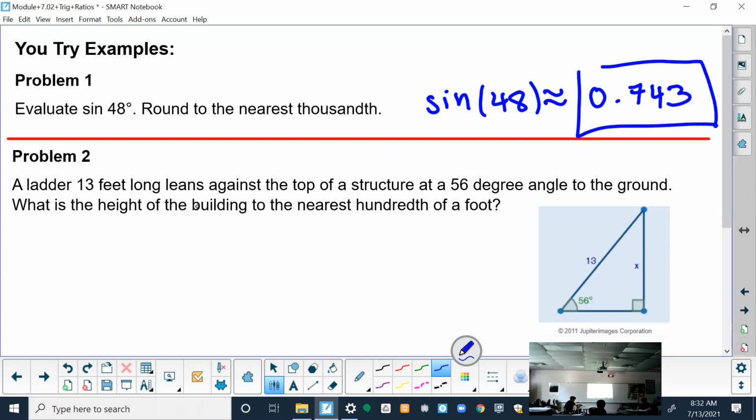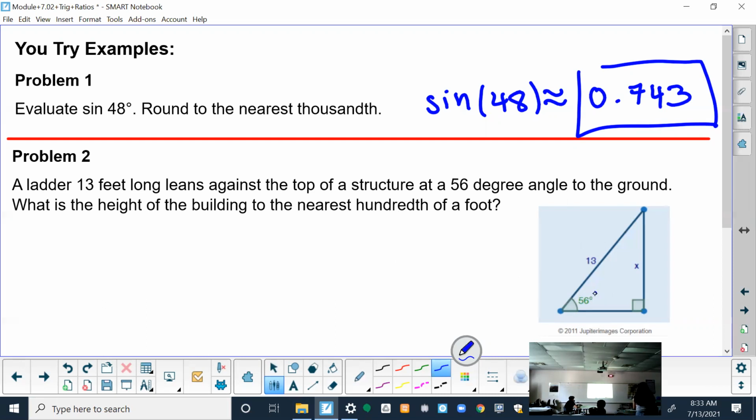The second one was making sure you knew how to solve for a missing piece using one of the trig ratios. On these notes, it's pretty easy to figure out which one we're using because there are titles. But I know on your practice, it doesn't explicitly say use sine or use cosine, so you would just have to look at what you're given. A ladder 13 feet long leans against the top of a structure at a 56-degree angle. What's the height of the building to the nearest hundredth of a foot?